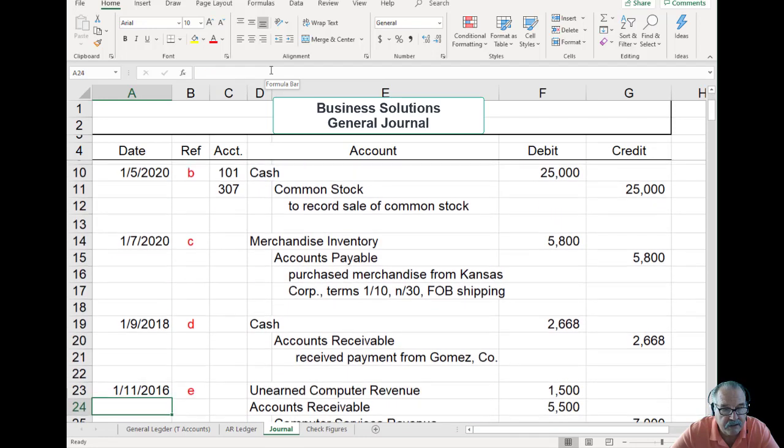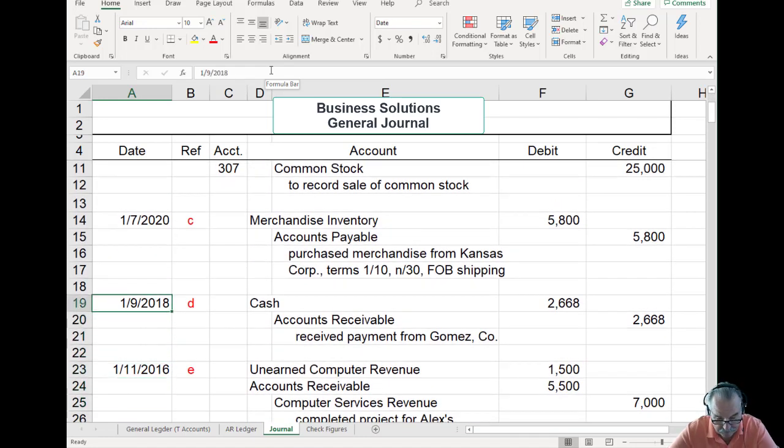Transaction D says, this is on the 9th of January, the company received $26.68 cash from Gomez Company as full payment of their account. So this is not a situation where we did more work for Gomez Company. They're just paying us for something that we already did. We're going to debit cash $26.68 and credit accounts receivable $26.68.